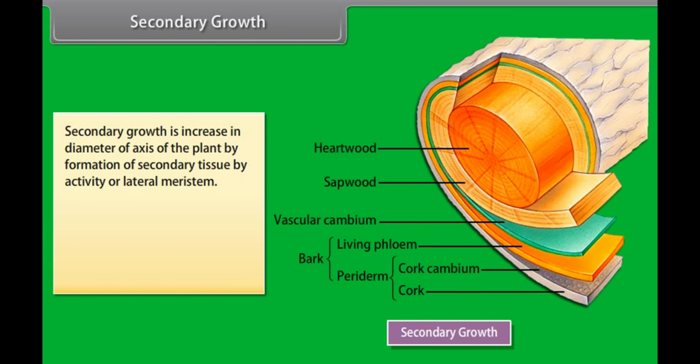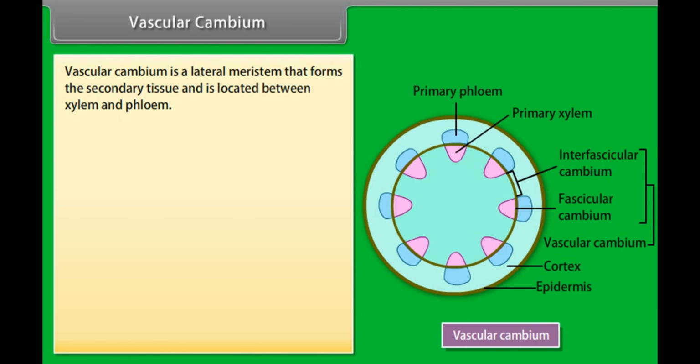Secondary growth. Secondary growth is the increase in diameter of axis of the plant by formation of secondary tissue by the activity of lateral meristem. Secondary tissue is of two types: vascular cambium, cork cambium. Vascular cambium. Vascular cambium is a lateral meristem that forms the secondary tissue and is located between xylem and phloem.